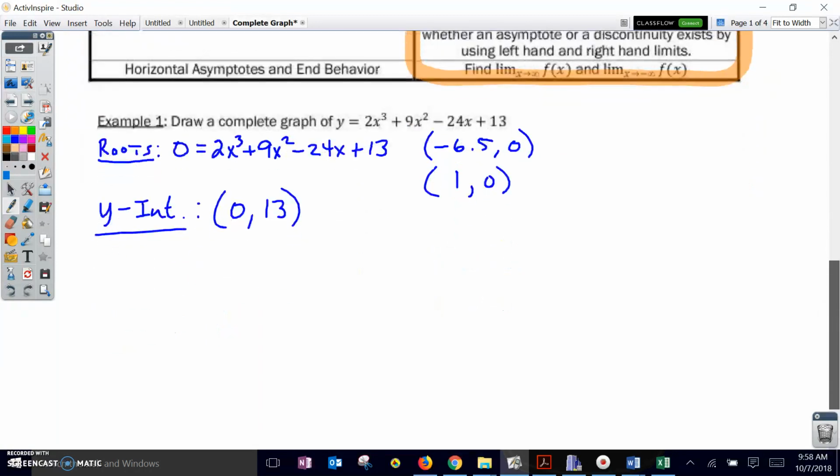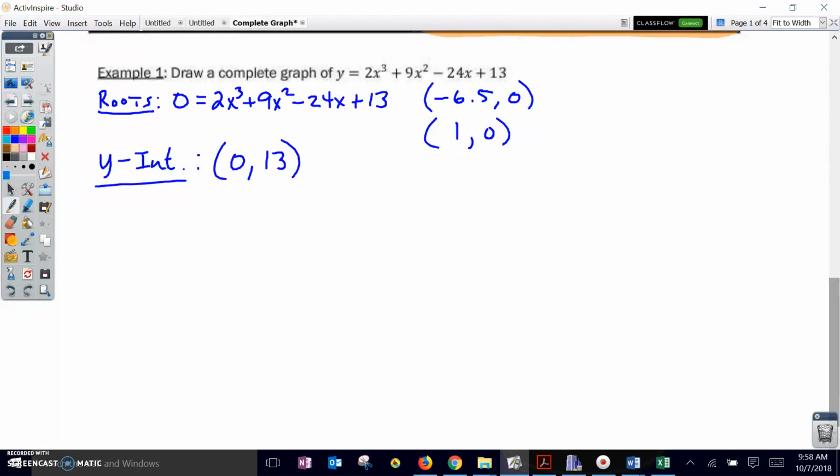Alright, now to find the maxima, minima, and the intervals of increasing, decreasing, we need the first derivative. To find the points of inflection and the concavity, we need the second derivative. So I'm going to go ahead and find the first derivative and the second derivative of the function right now. Y prime is 6x squared plus 18x minus 24. And y double prime is 12x plus 18.